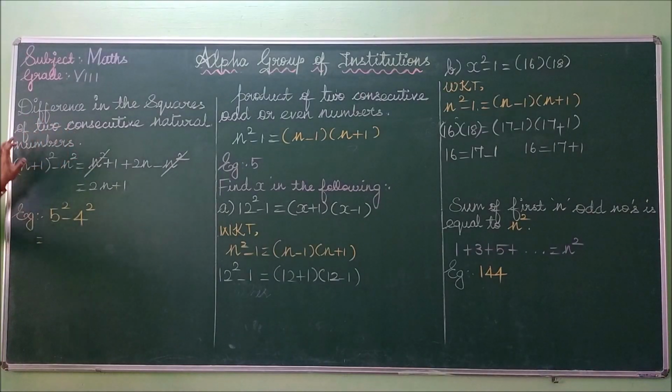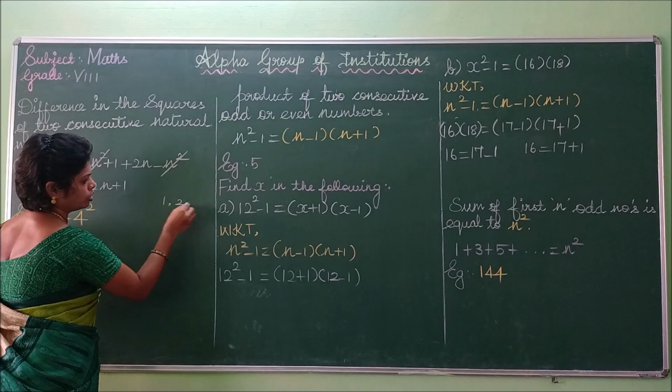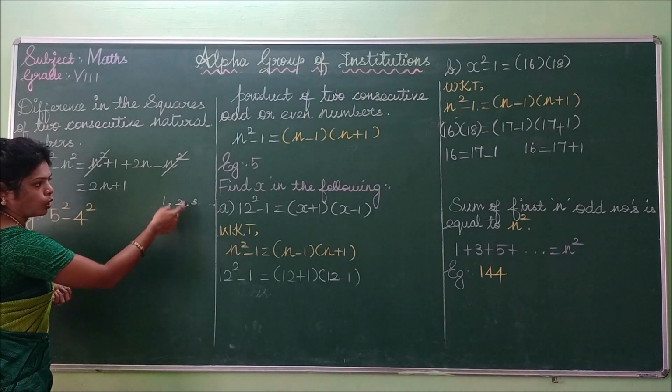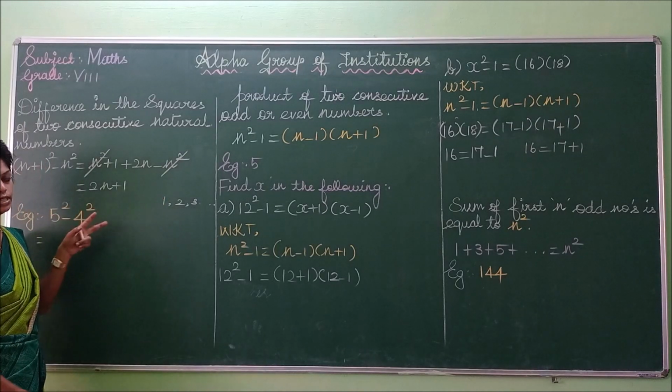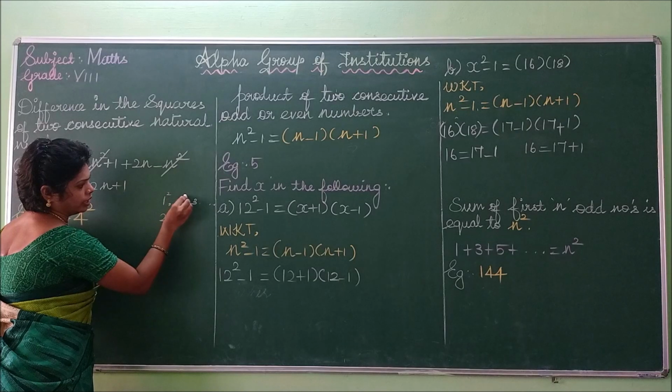Difference in the squares of two consecutive natural numbers. So what do you mean by natural numbers? Natural numbers start from 1, 2, 3 and so on. So the difference in squares of two consecutive natural numbers. That means 1, 2, 3 and so on are the natural numbers. The difference between the squares of the two consecutive natural numbers. So that means you have to keep the square here.